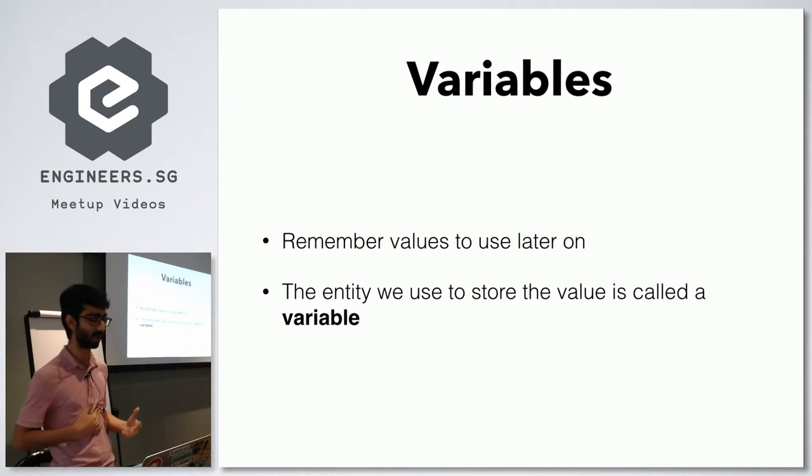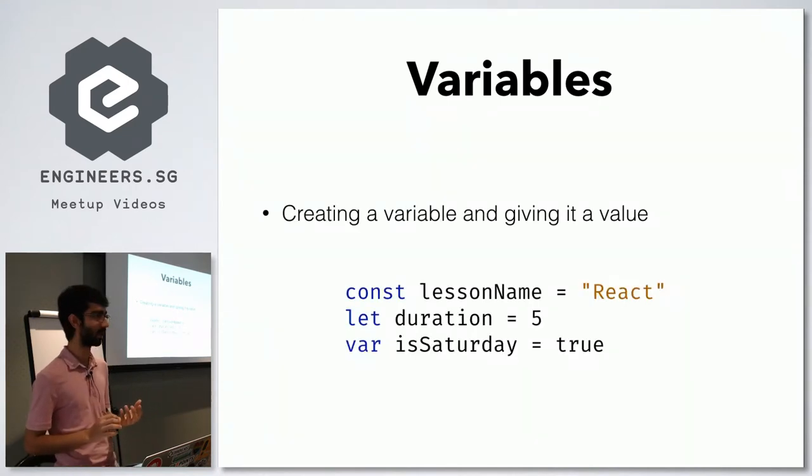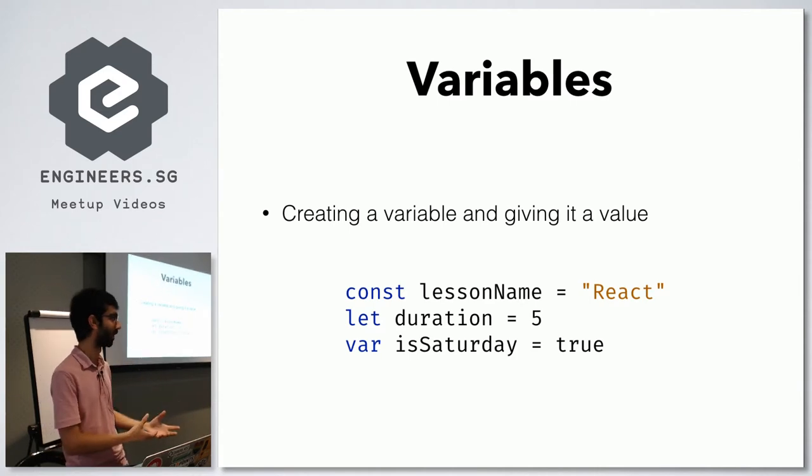In programming languages and in JavaScript, being able to give a name to a thing is called creating a variable. So it looks like this. In JavaScript, there are actually three different ways you can create a variable. You can start with the word const, or the word let, or the word var, followed by the actual name of the variable, then an equal sign, and the value of the variable. So const, let, or var, name of the variable, equal sign, the value of the variable.